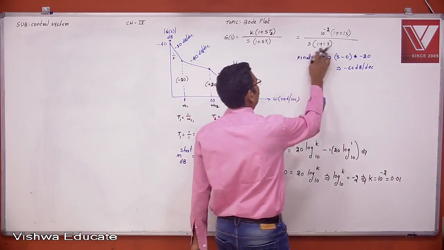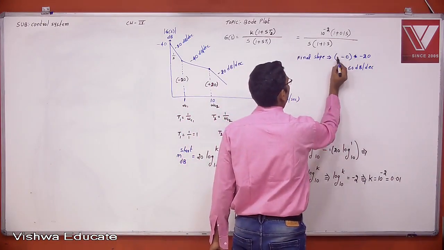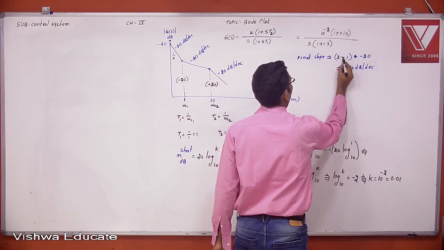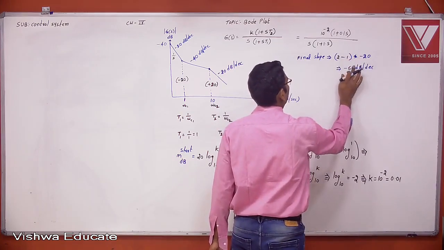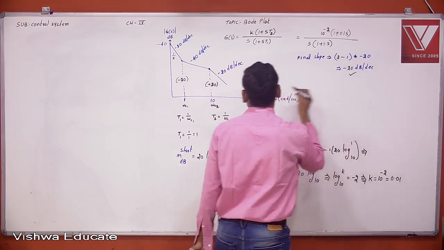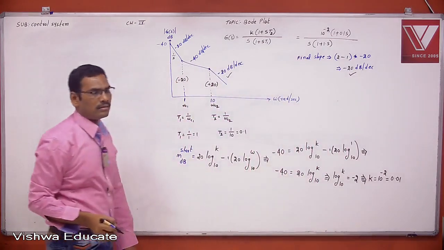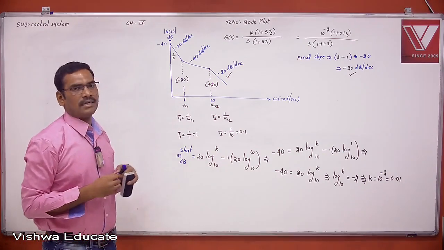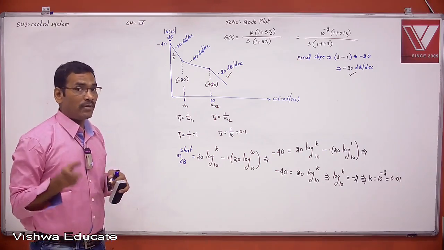Now there are 2 poles. How many zeros? There is 1 zero. So 2 minus 1 multiplied with minus 20, therefore minus 20 dB per decade is the final slope. Is it matching or not? Like that, with a small change the transfer function also changes. And one more thing.